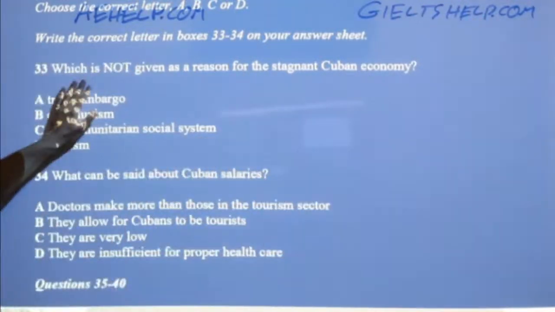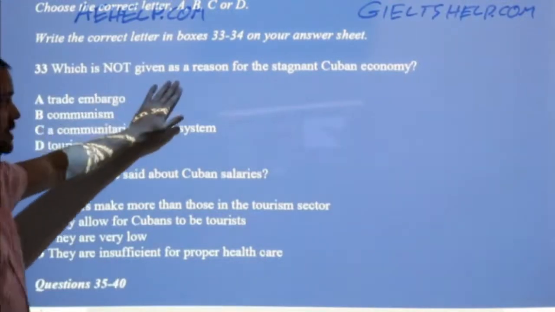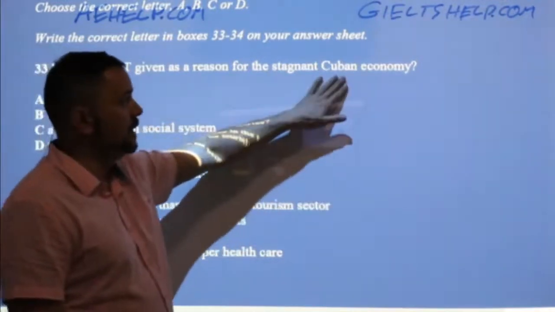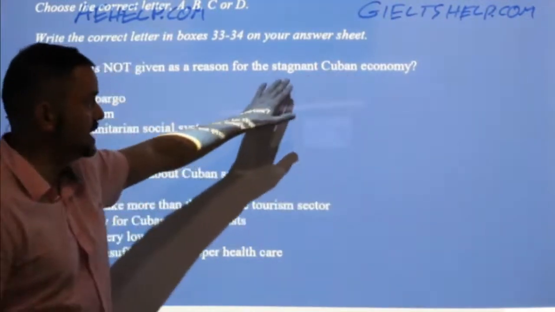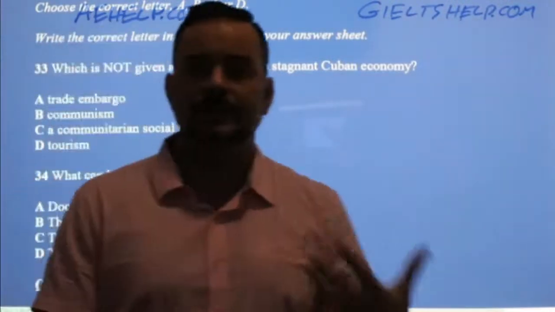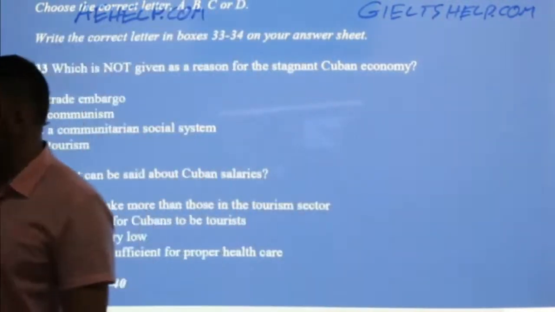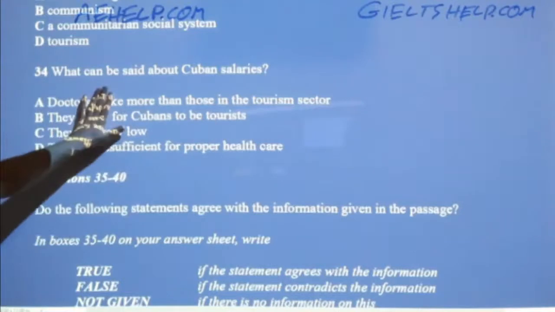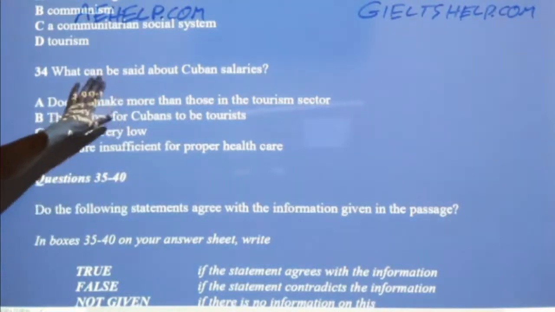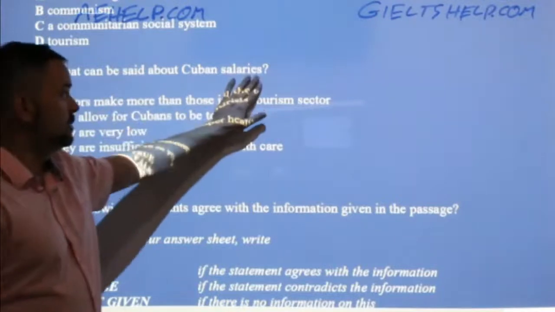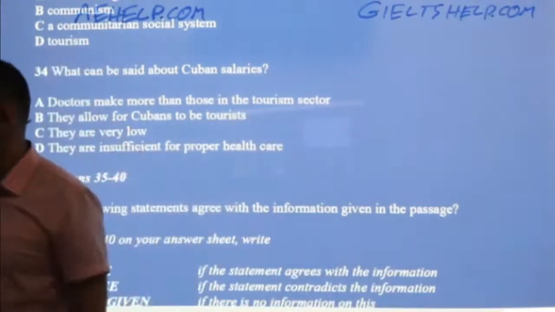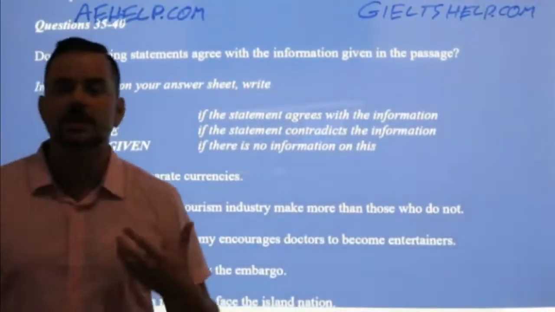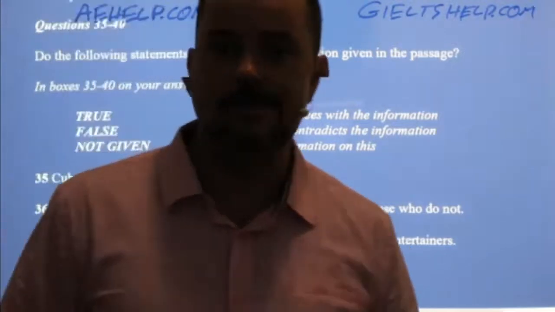Okay, and I can paraphrase this as well. All of the following are given as reasons for the Cuban economy not changing or remaining the same. Stagnant means that there's no development in the economy. Next one, what can be said about Cuban salaries? We can state that the Cuban payment system, or Cuban wages, are... Okay, so again, I'm paraphrasing. Paraphrasing is one of the most important strategies for success on the IELTS exam, especially for high band scores, okay?